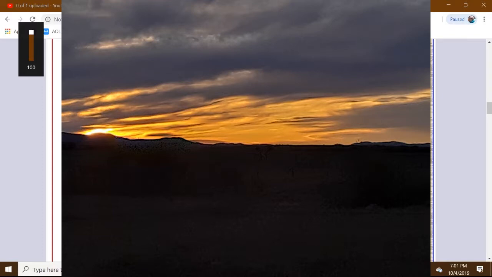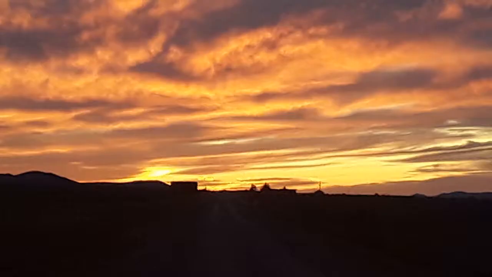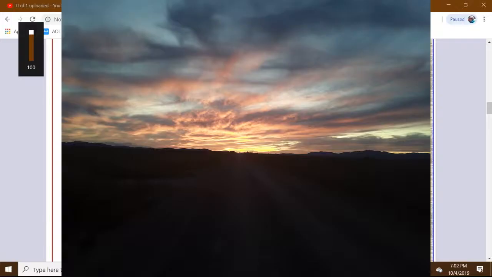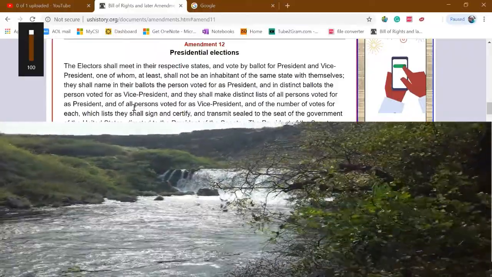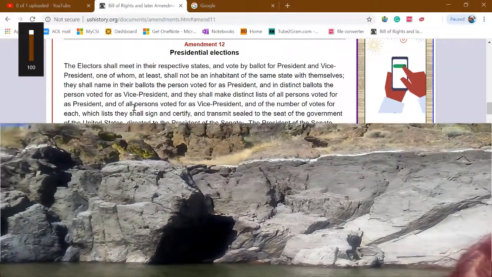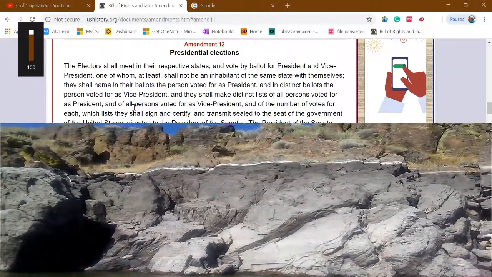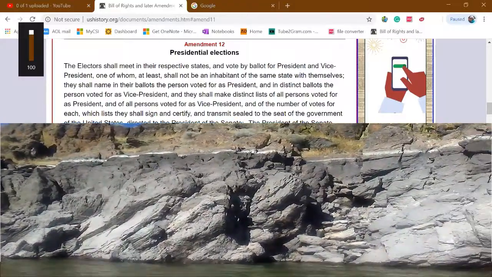The President of the Senate shall, in the presence of the Senate and House of Representatives, open all certificates, and the votes shall then be counted. The person having the greatest number of votes for President shall be the President, if such number be a majority of the whole number of electors appointed. If no person have such majority, then from the persons having the highest numbers, not exceeding three, on the list of those voted for as President, the House of Representatives shall choose immediately by ballot the President. But in choosing the President, the votes shall be taken by states.